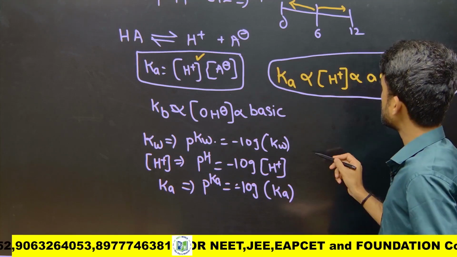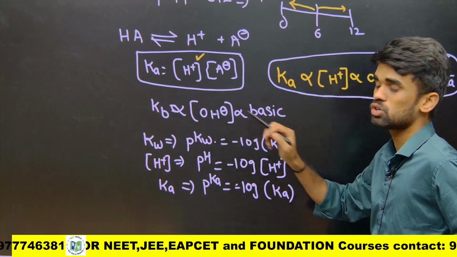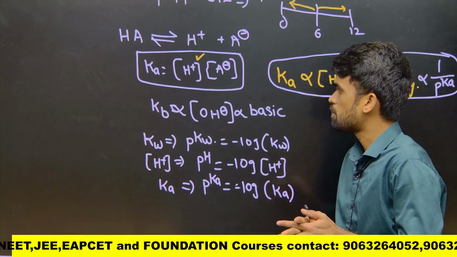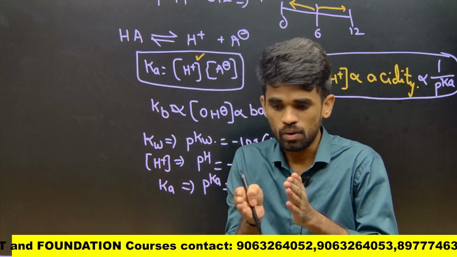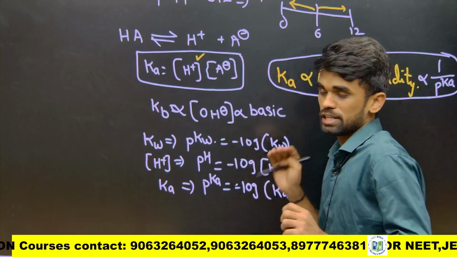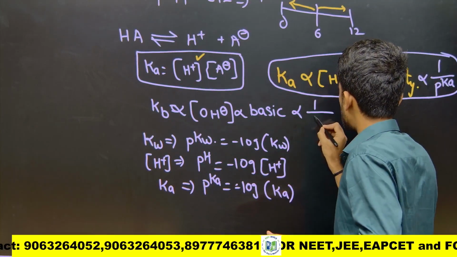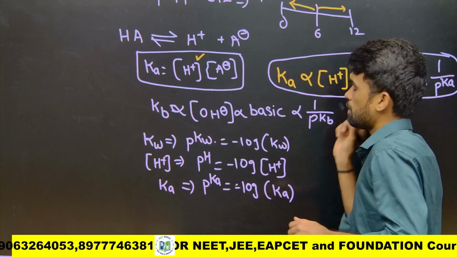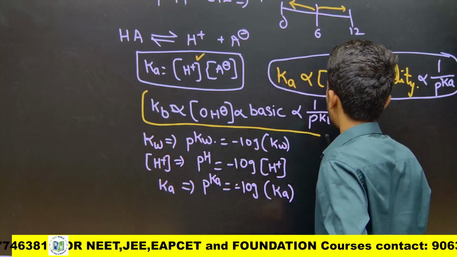Similarly in the case of bases, we can say Kb is directly proportional to the concentration of OH minus ion. Here I used these proportionality symbols to relate the Kb value to the OH minus and to the base signature. Now this will be inversely proportional to pKb. Similar to pKa, we also have pKb. So this is one more relation you need to remember.